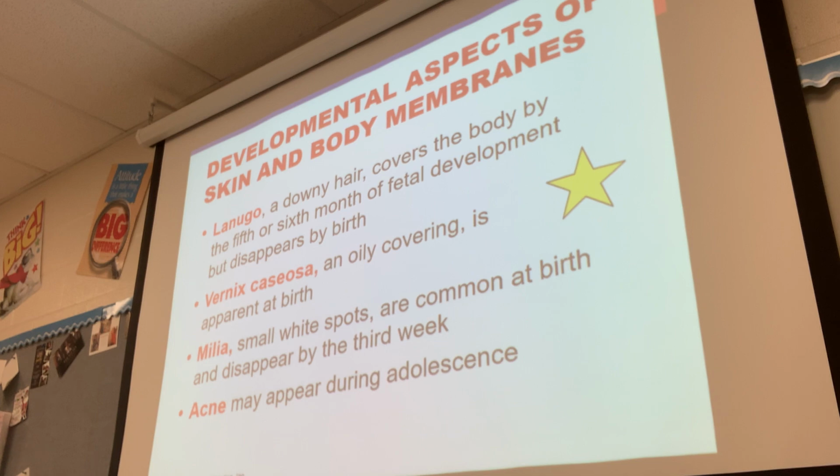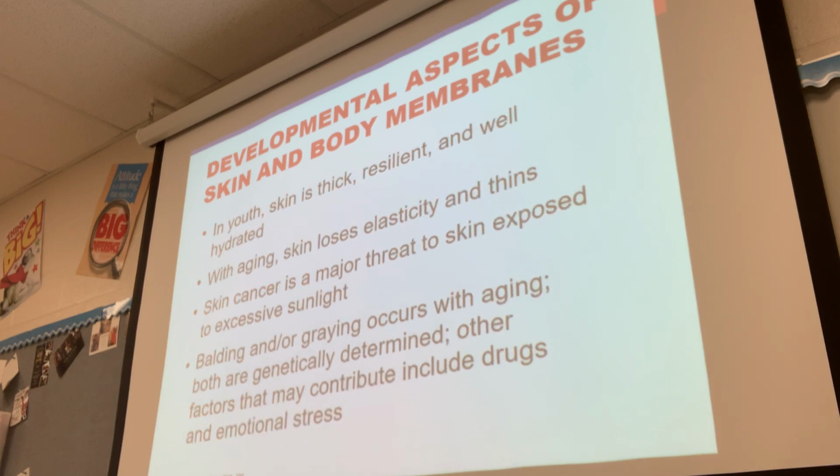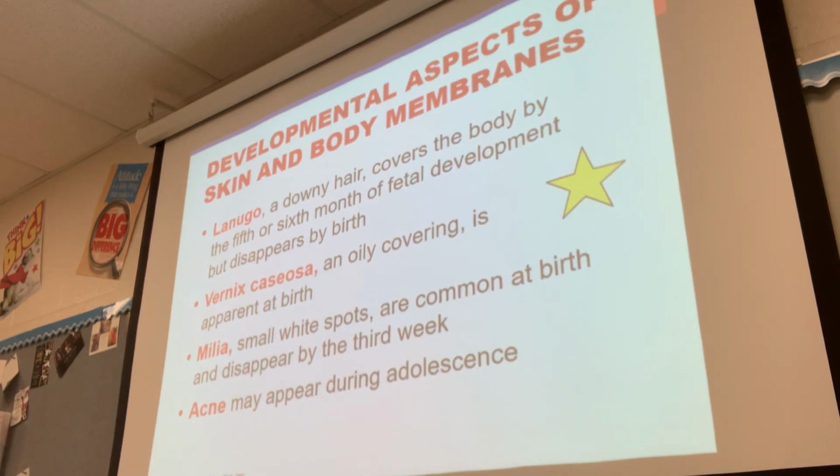All right, this is in Google Classroom, so you don't have to write this down. I know we're getting close to the bell. I think, yes, we can do it. Lanugo is a downy covering that covers the baby when the baby is in the womb. It will disappear usually by birth. But sometimes babies are born and they look kind of fuzzy. And that's what lanugo is.